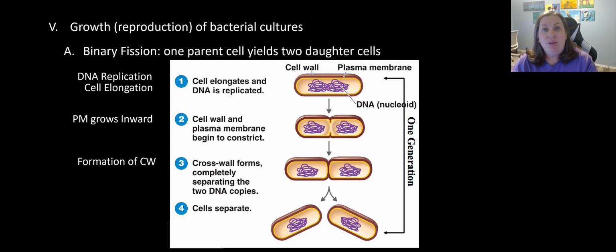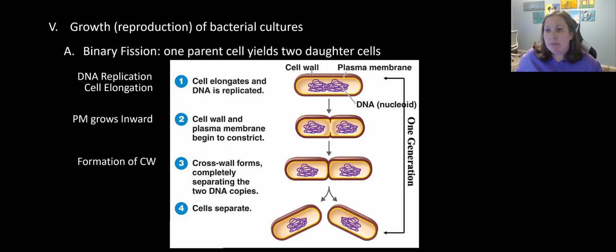With this, they have to copy their DNA. That's what they do in step 1 here. The cell starts to elongate and it's replicating its DNA. Once it's replicated the DNA, the plasma membrane pinches inward and they create the cell wall in between. Then the cells completely separate. This is binary fission because it does not have a nucleus. We cannot call it mitosis.